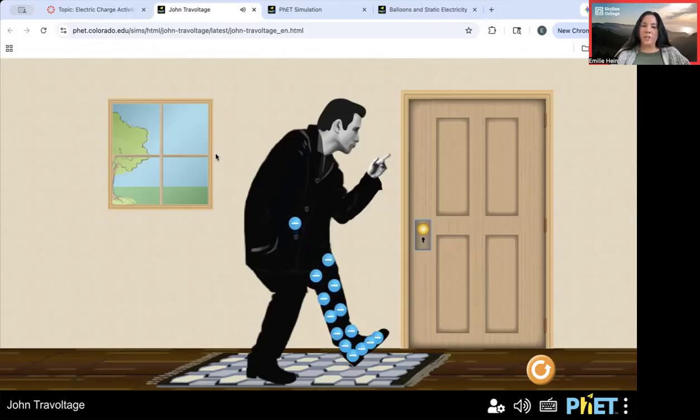PhET also has simulations for circuits, so check those out. Again, this is something that's around us. As you're watching this from your computer, you're using these circuits all the time.